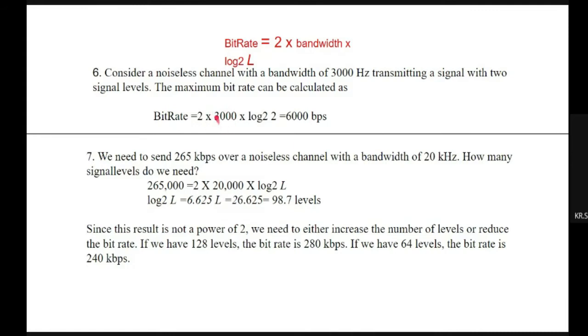So 2 into bandwidth into log 2 of L, where the value is 2. The final value is 6000 bps. That is 6 kbps. We can convert bps to kbps. So 6 kbps is the final answer. So you should remember the bit rate calculation, then only you can identify that.